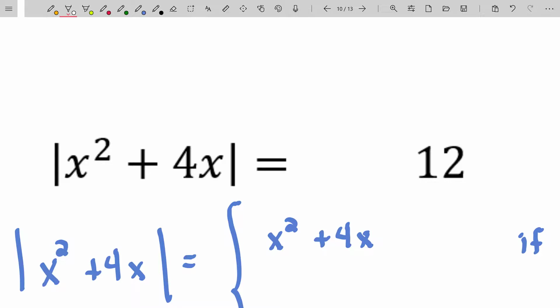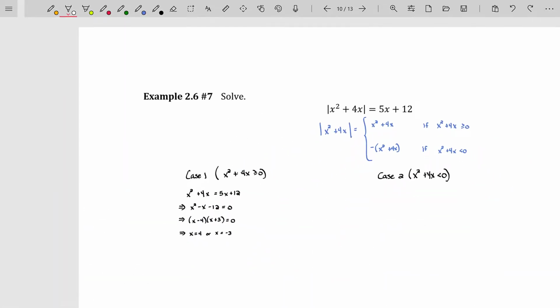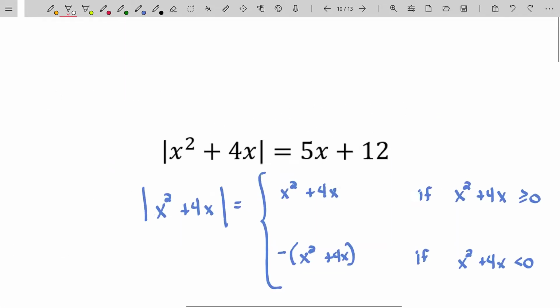Then I know whatever answer I got, it would be correct. But because it's equal to 5x plus 12, that right-hand side might be negative. And so we do have to check our answers just really quickly. So from that first case, we have two possibilities, 4 or -3.